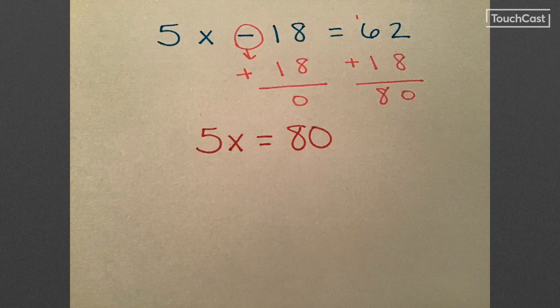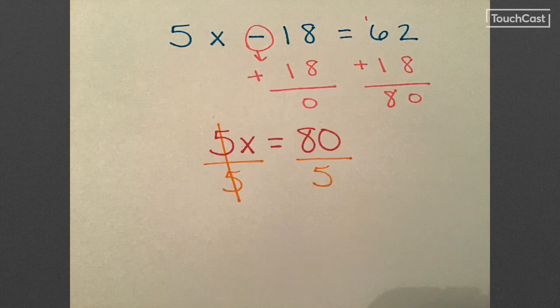5 times x, that's multiplication. So to do the inverse, I need to do division and divide by 5 on each side. 5x divided by 5, those two 5's cancel out and I'm left with x by itself. Then I have 80 divided by 5. Again, I can write division as a fraction.